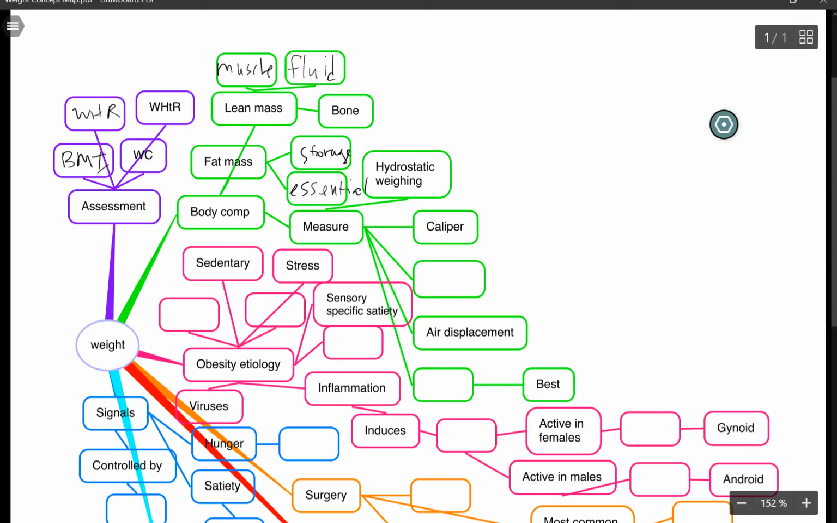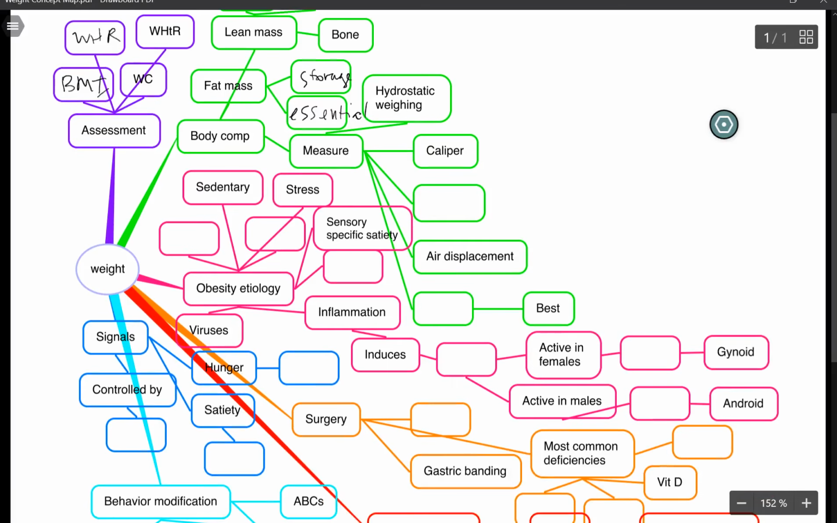Body compositional measurements can be done using things like a caliper, air displacement like a BodPod, or bioelectric impedance, one of those scales that you can step on and it'll measure relative amounts of lean mass versus fat mass. And then the best measurement is DEXA more than anything else, which is also used to assess bone mineral density as well. There are several different etiologies associated with obesity, not just sedentary lifestyle or overconsumption of nutrients, but even things like stress. Genetics, of course, play a small part.